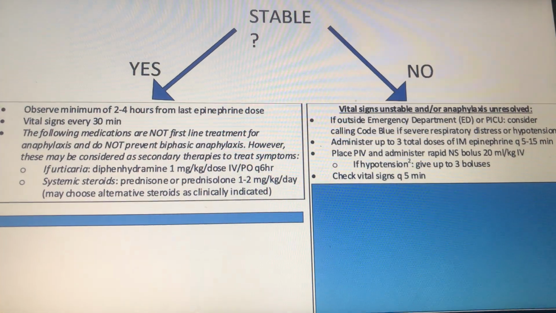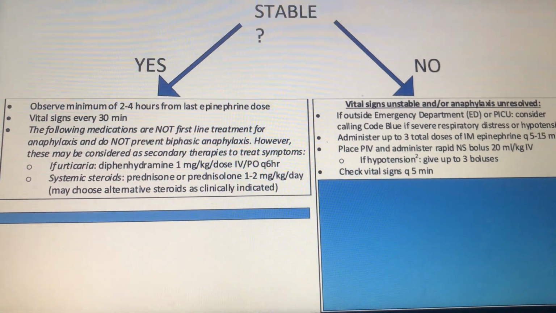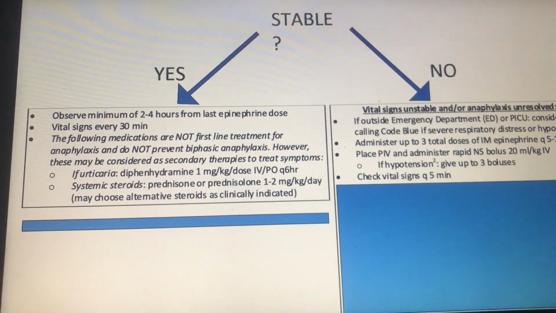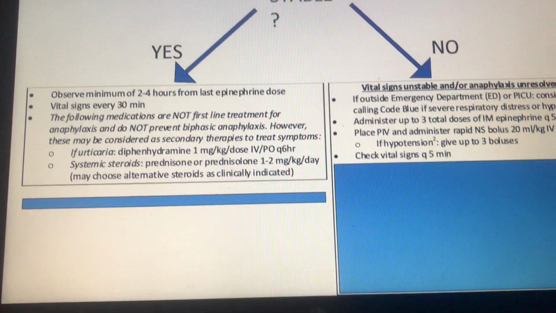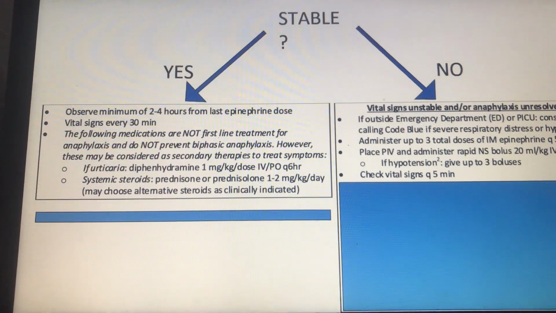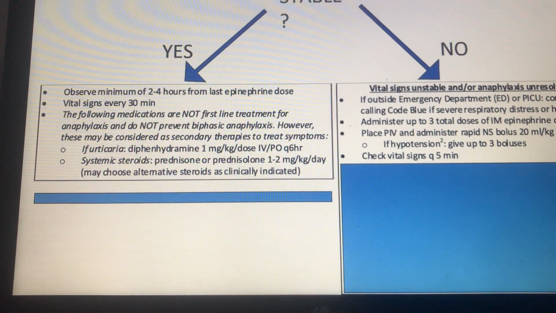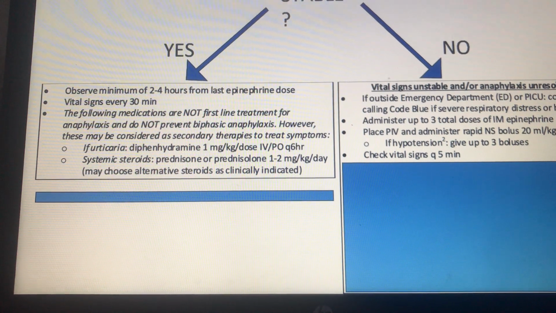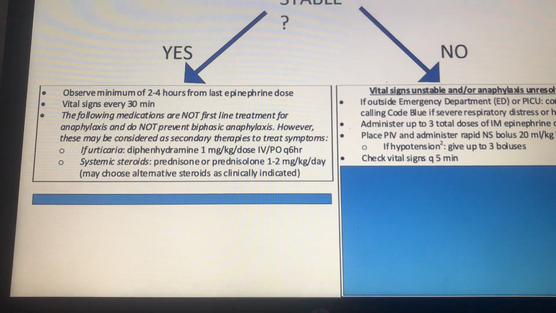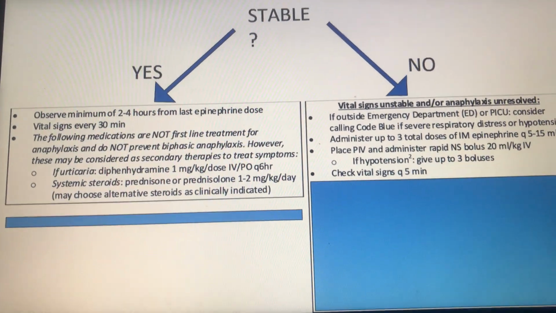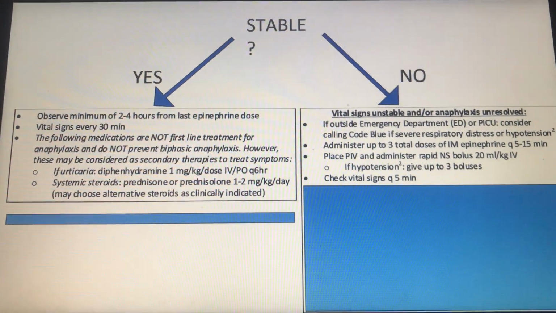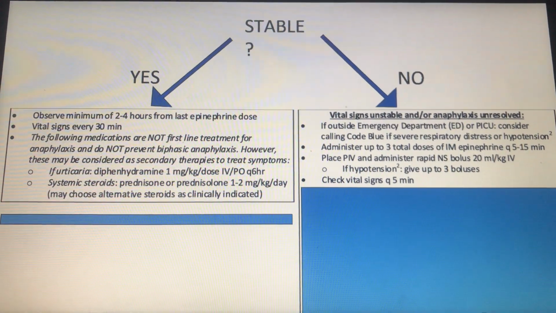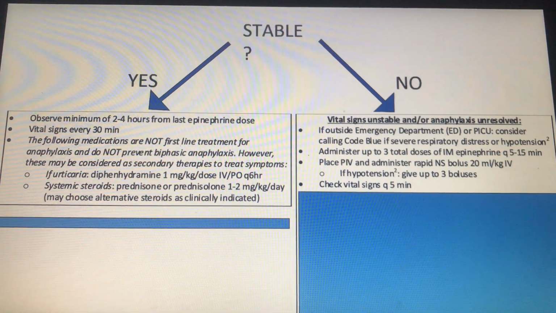There are some medications that can be used in the case of anaphylaxis, but they are not first line. If you have urticaria, you can give the patient an antihistamine like diphenhydramine. Even a systemic steroid like prednisolone, 1 to 2 mg per kg per day for 2 to 3 days, can be given, but it doesn't replace epinephrine. And you can also treat the patient if he has wheezes.